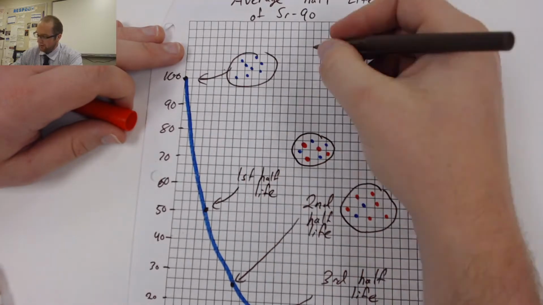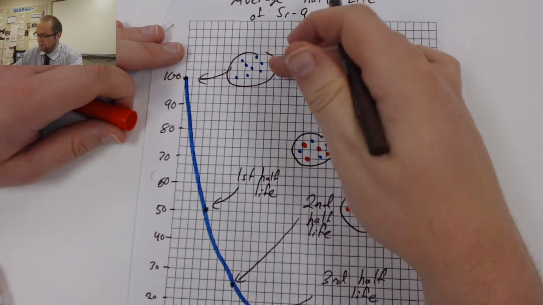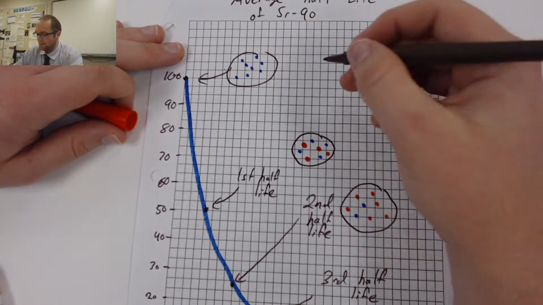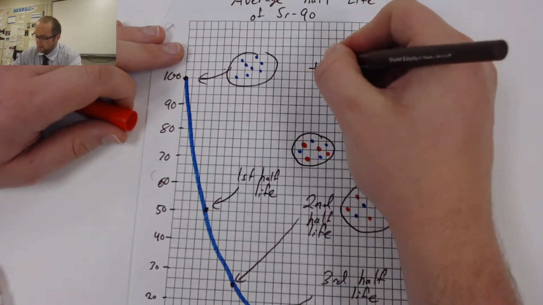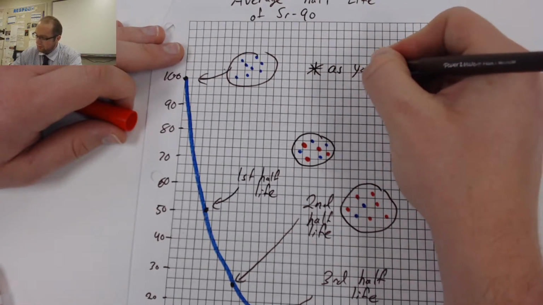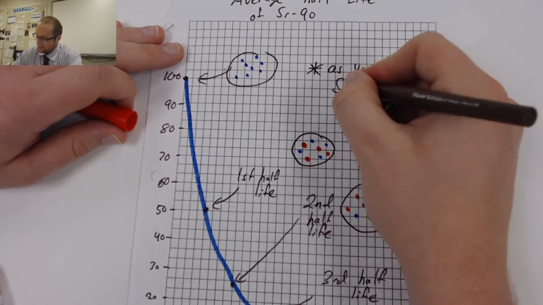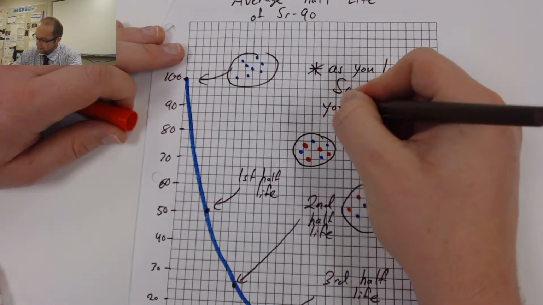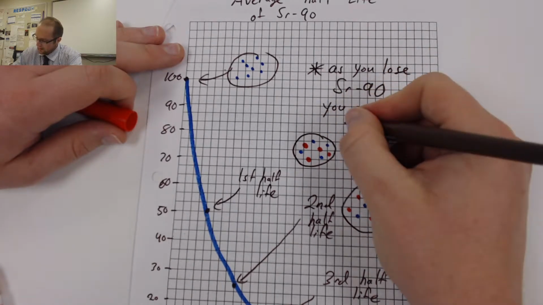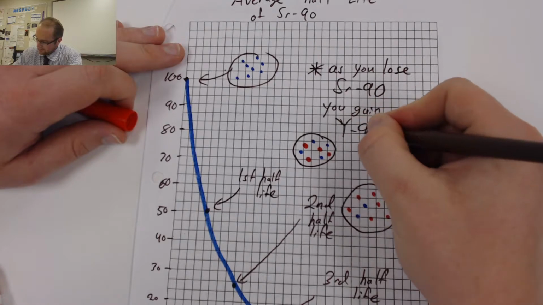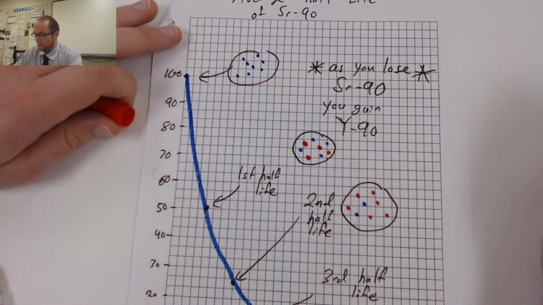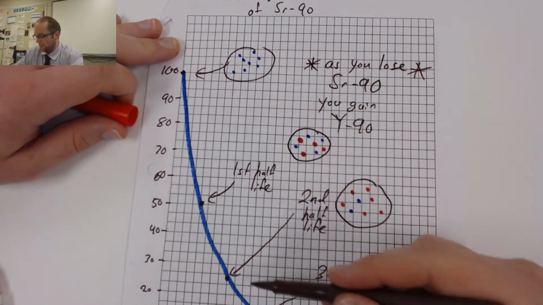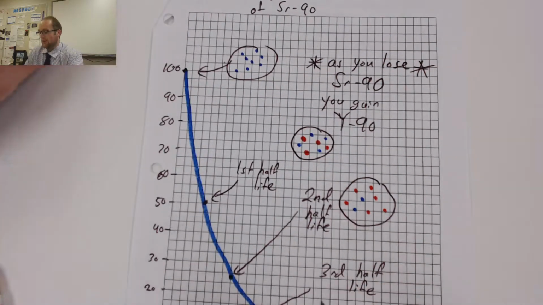So this is a relationship here: as we lose the Sr-90, you are gaining the opposite, the decayed piece, the Y-90. So let's write that down here. As you lose the Sr-90, you gain Y-90. That's going to be super important as we go through and answer some of our questions. As one of these is going down, that means the other decayed piece has to be going up.